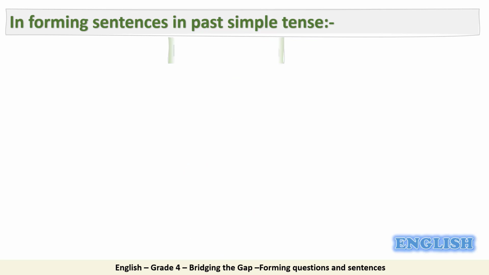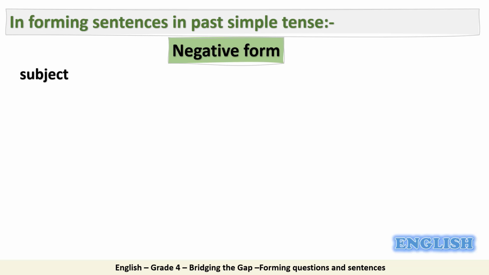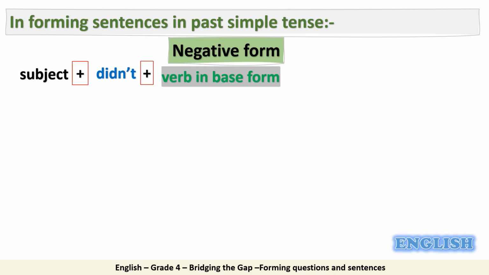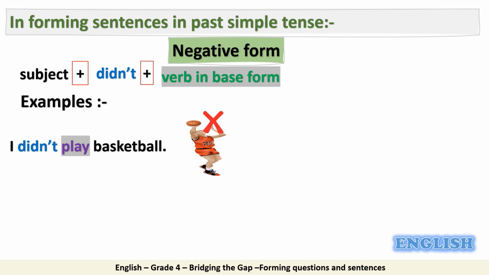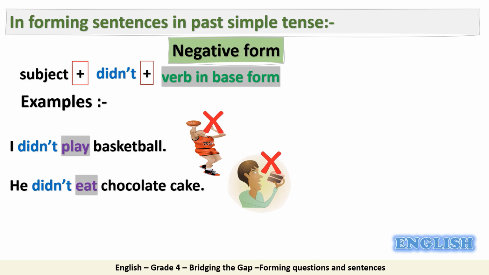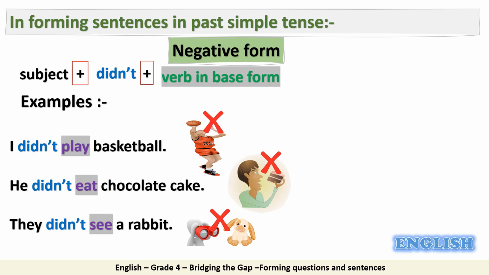Or we can use the negative form. We start the sentence with the subject, then we add didn't, then we use the verb in the base form. For example, I didn't play basketball. He didn't eat chocolate cake. They didn't see a rabbit.